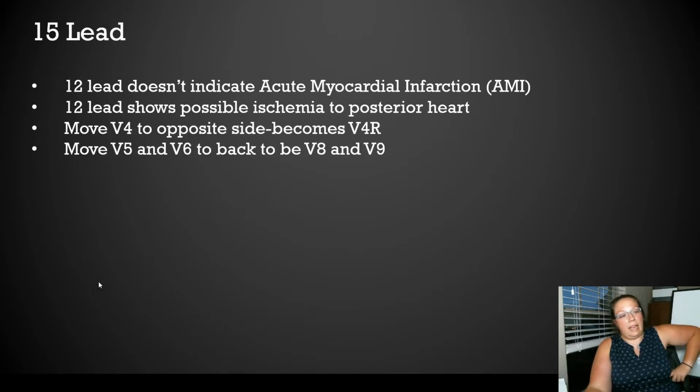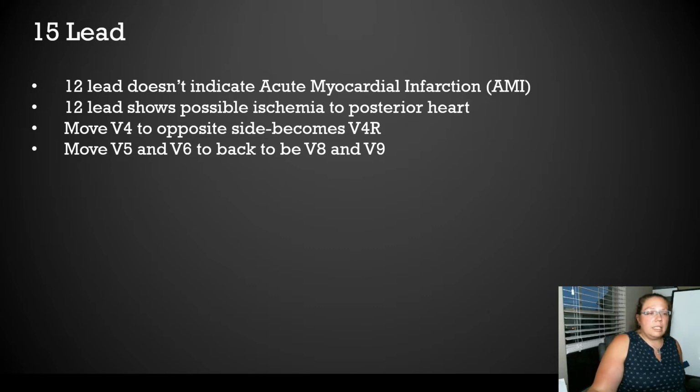Then you're going to move 5 and 6 to the back and it'll be 8 and 9. You can also move 3 back there to make V7, but 8 and 9 is sufficient. A true 15 lead is going to have 7, 8, and 9. So take 3, 5, and 6 and move it to the back. I think it's 3. At any rate, 5 and 6 is going to be V8 and V9. And those are where you're going to see the changes for the posterior heart.